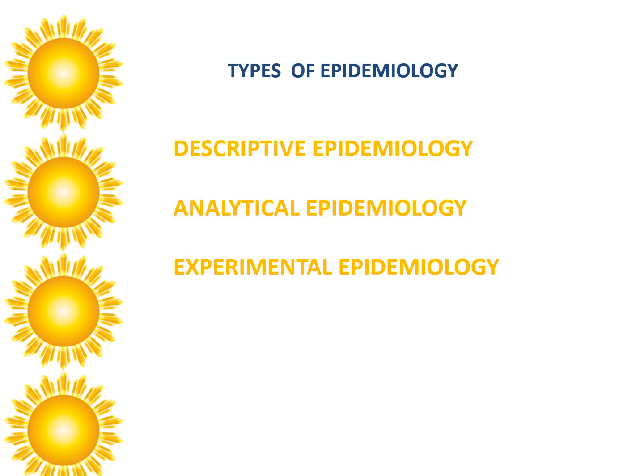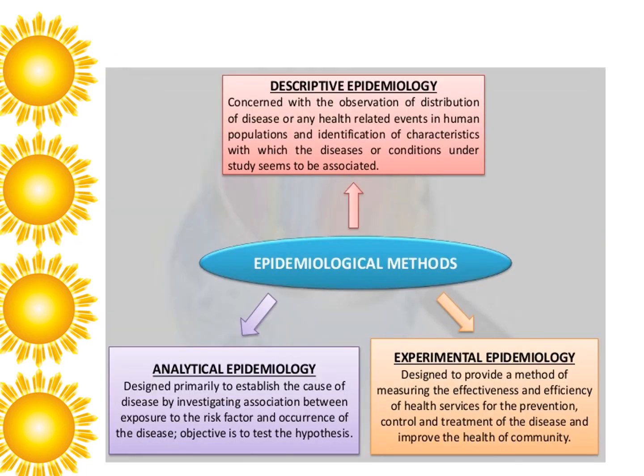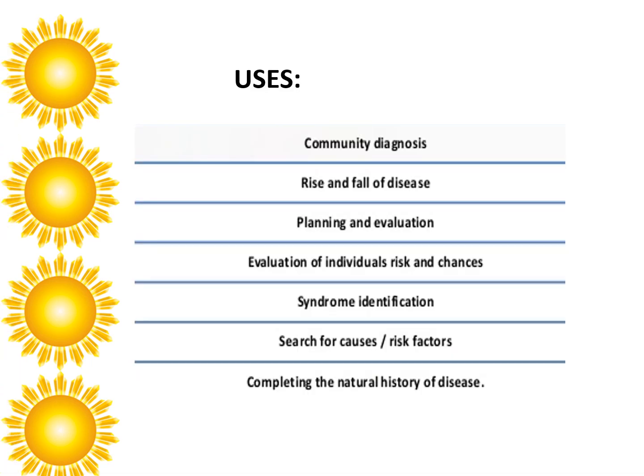And the basic types of epidemiology include descriptive epidemiology, analytical epidemiology, and experimental epidemiology. And I have given the definitions of descriptive, analytical, and experimental epidemiologies. Kindly go through. And the uses of epidemiology include community diagnosis, rise and fall of a disease, planning and evaluation, evaluation of individuals' risk and chances, syndromes identification, and risk factors are also identified, completing the natural history of the disease.